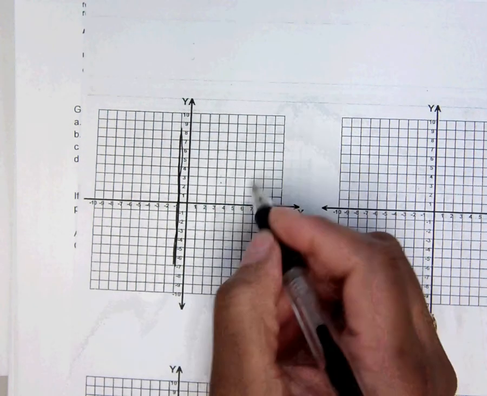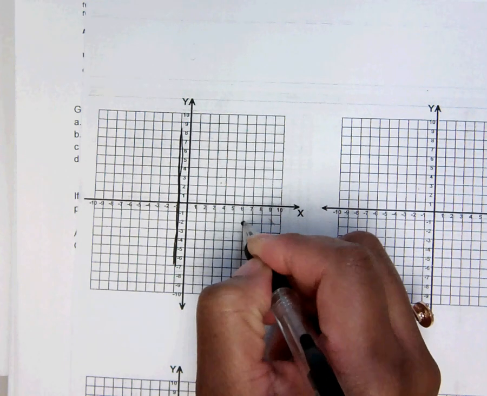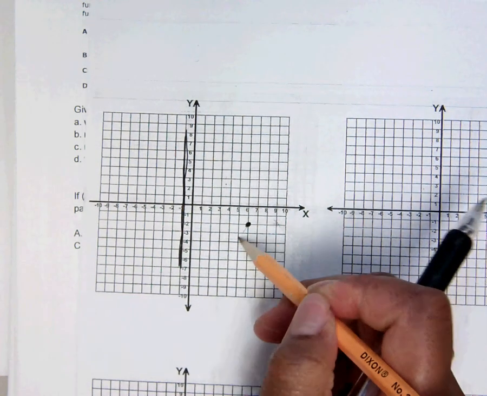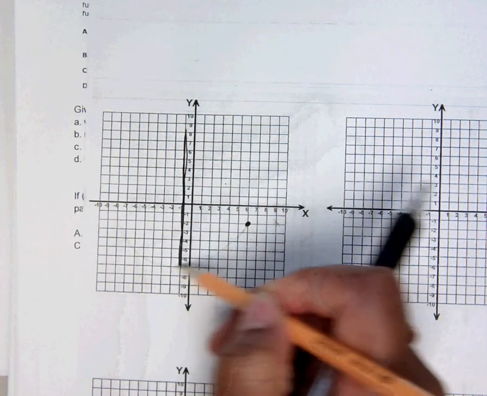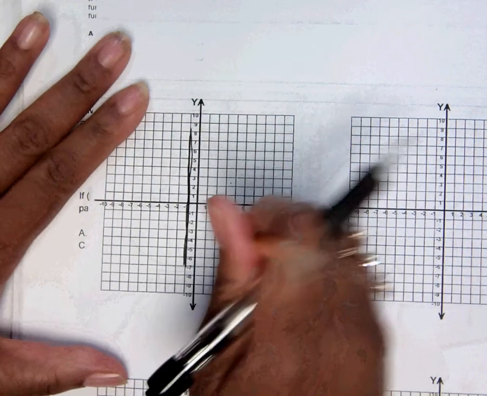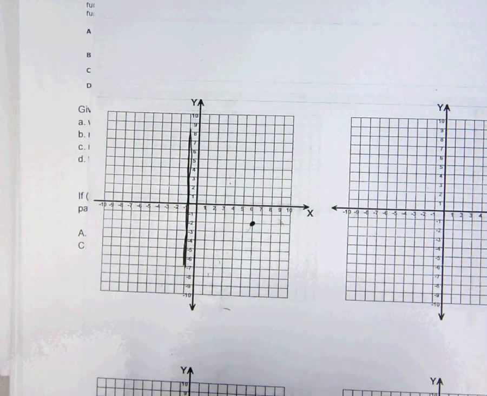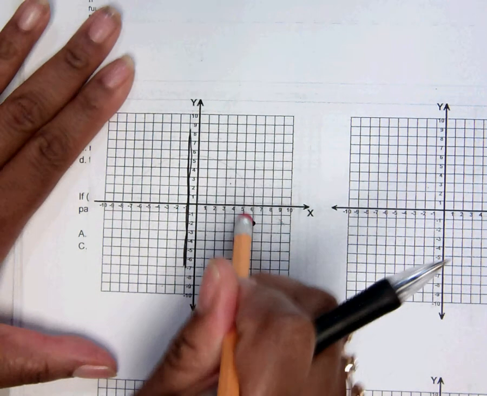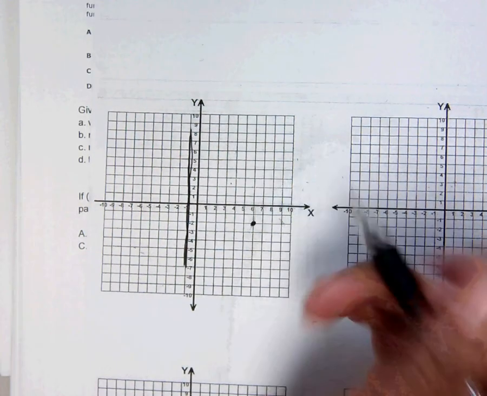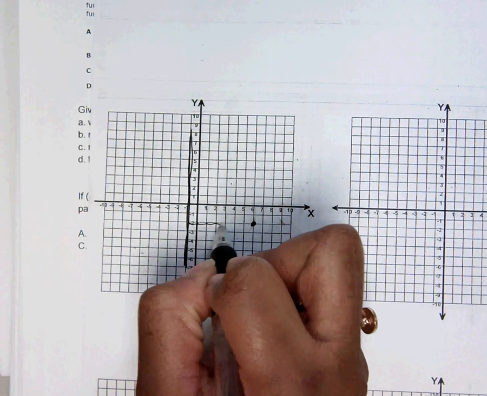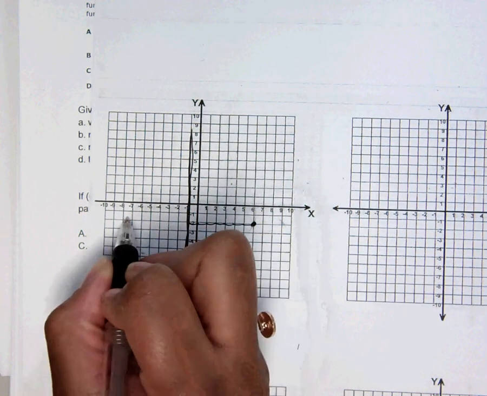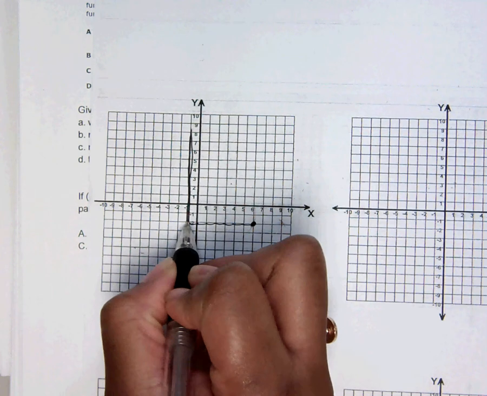And (6, -2) is on the graph. So my parabola could look like this and have a minimum, or it could go the other way and have a maximum. At this point, having a minimum or a maximum doesn't matter. The test wants to see if you know that if this point is 1, 2, 3, 4, 5, 6, 7 steps away, then the point on the other side should be 7 away from the axis of symmetry.